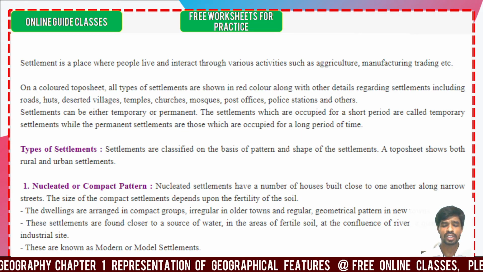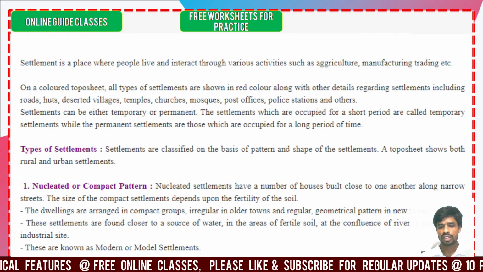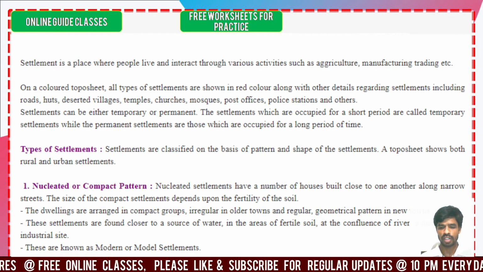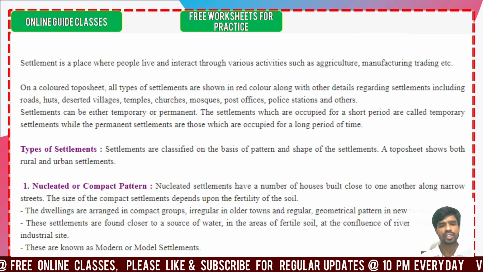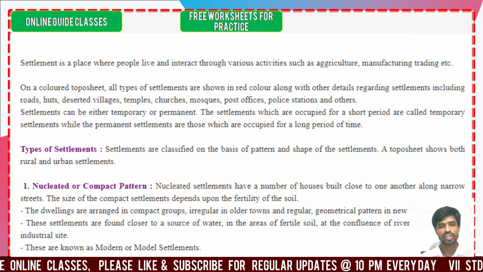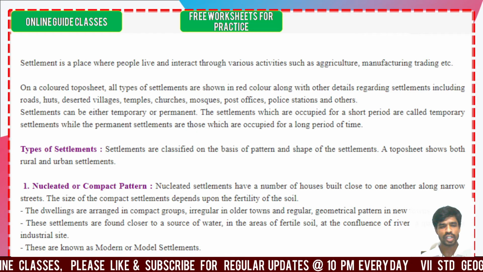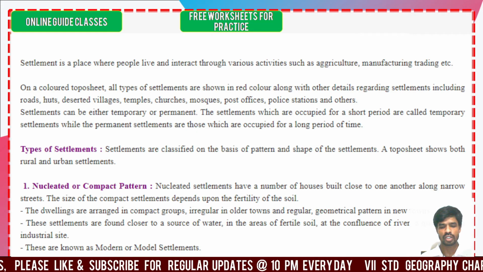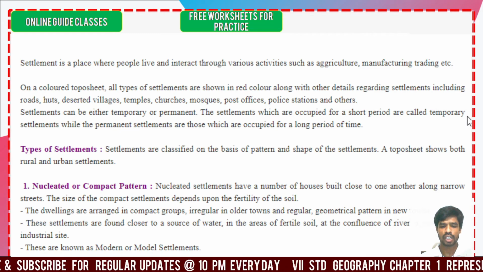The next one is urban settlement. What is urban settlement? The people who live in cities and towns are known as urban settlement. Now urban settlements have all the facilities. People engage in manufacturing, trade and commerce. They enjoy life more over here. These are the two types of settlements.